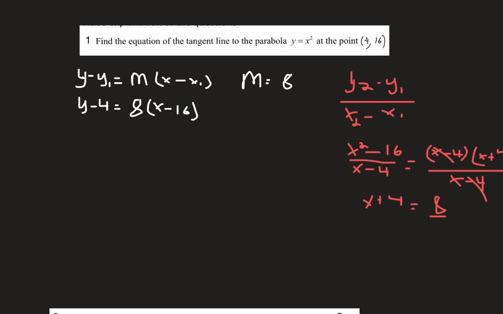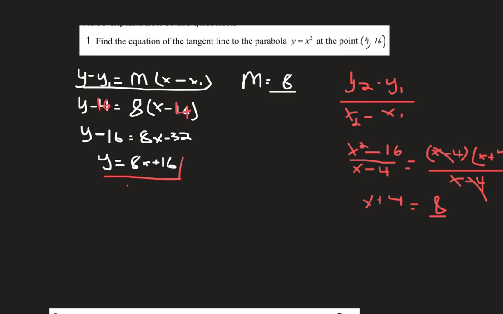This is the next equation we'll use right here. And then we plug in the values. So m is the slope, which would be 8 right here, and then the same x1 and y1. And then we solve. Once you solve, you should get this for the equation of the tangent line.